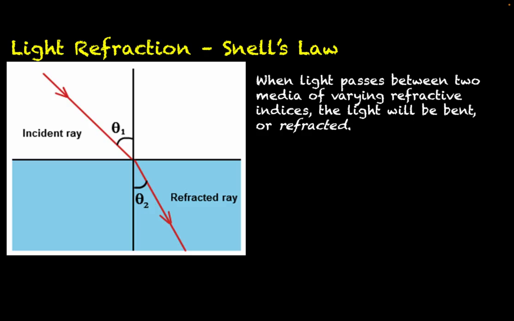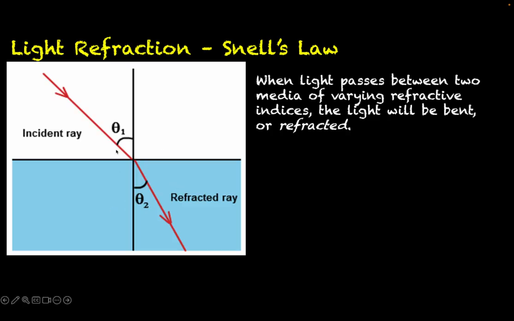Okay, let's talk just a little bit about the physical nature of how light refraction works. So this is described by what is called Snell's law. What this law says is that when light passes between two media of varying refractive indices, the light will be bent or refracted. Well, what do I mean by media? Well, a medium can just refer to some kind of substance through which light can move.